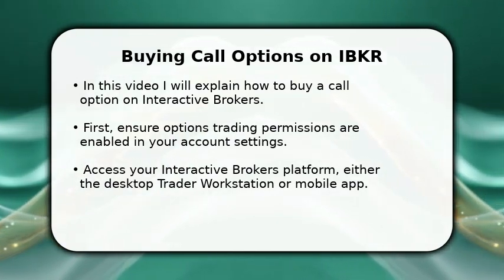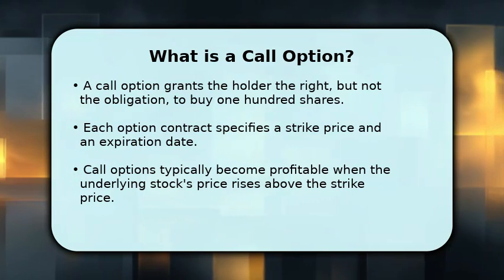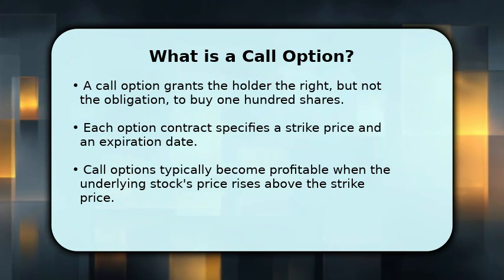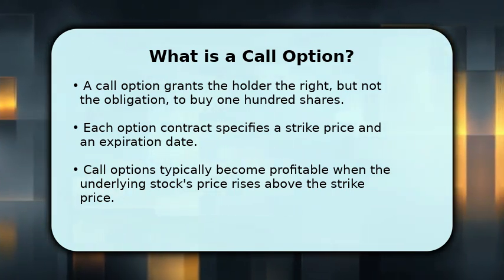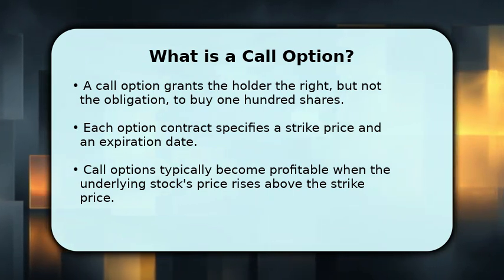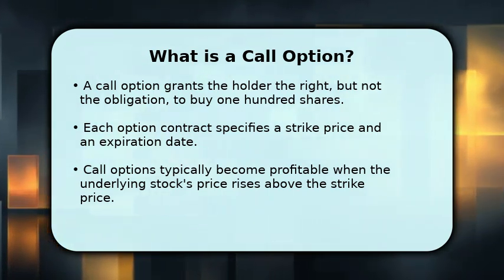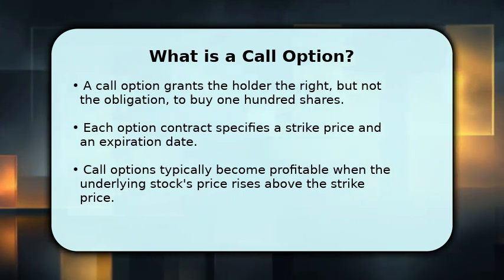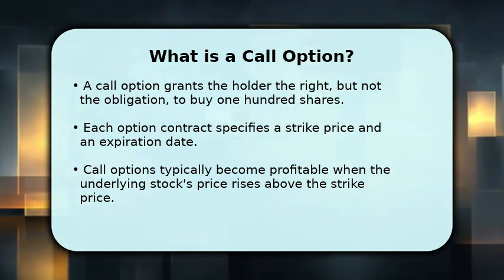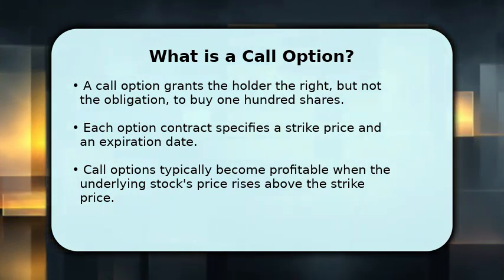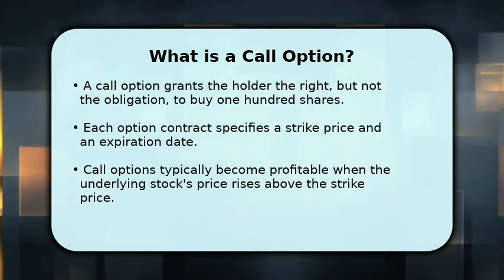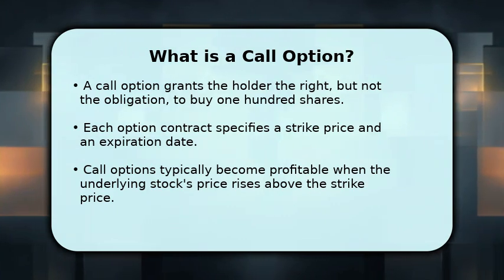call option. Before we proceed, let's quickly clarify what a call option is. Essentially, a call option provides the holder with the right, but not the obligation, to purchase 100 shares of an underlying stock. This right is valid at a predetermined strike price and only until a specific expiration date. Generally, call options become profitable if the underlying stock's market price increases beyond the strike price before or by the expiration. Grasping these fundamental elements is key to successful options trading.